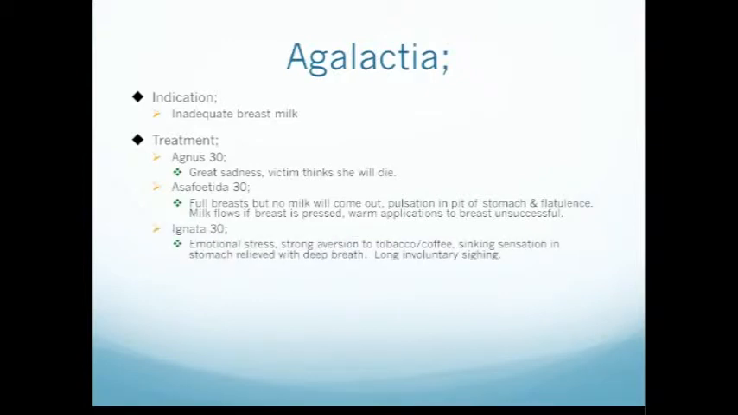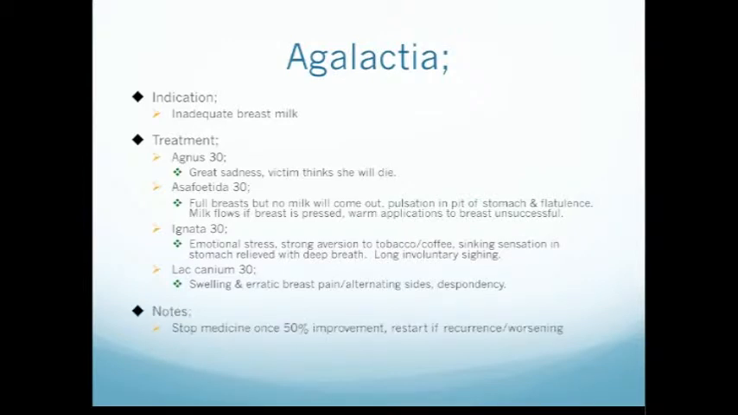However, warm applications to the breast are not successful. Ignatia 30 for patients with emotional distress, a strong aversion to tobacco and coffee, and a sinking sensation in the stomach relieved with deep breathing. Frequently there will be long involuntary sighing. Lac caninum 30 for swelling and erratic breast pain, alternating sides, and despondency. Stop the remedy once there's a 50% improvement. You can resume the remedy if there is a recurrence or worsening of the condition.